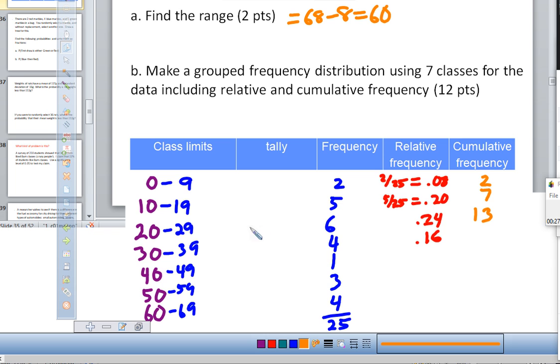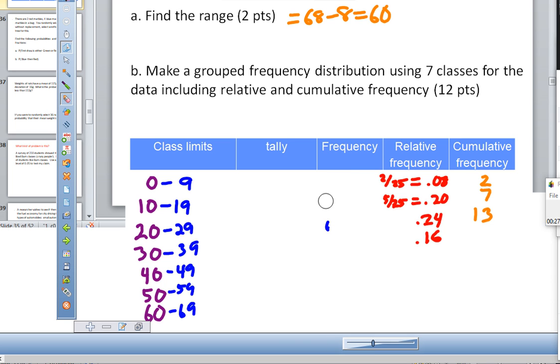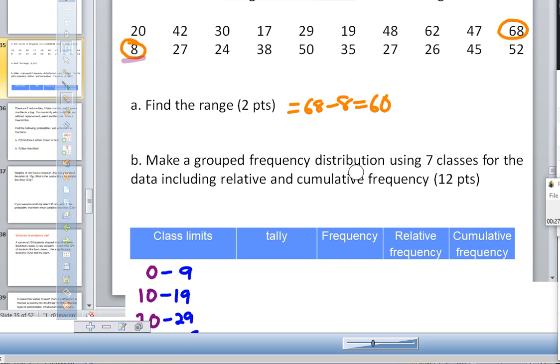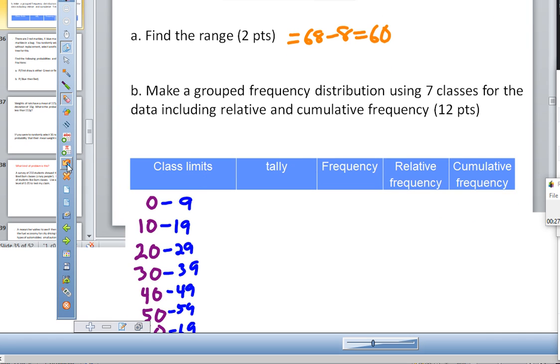Okay, and then add them all up. All right, so we should add them all up. Let's see, what do we got going on here? I might regret this. Let's just pretend like I did them and the data doesn't match.